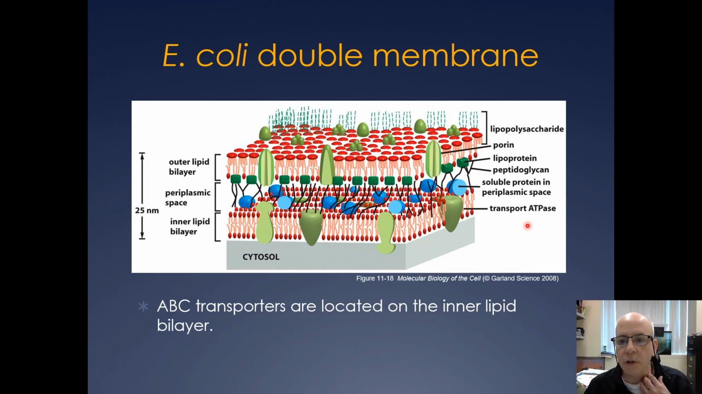And here's the E. coli double membrane. The ABC transporters are actually in the inner lipid bilayer, and then in bacteria you have this outer membrane that has lipopolysaccharides and porins, so things can freely diffuse across the porins. Then in this periplasmic space you often have a bunch of carrier molecules, and then the ABC transporters are in the inner lipid bilayer, the inner membrane.